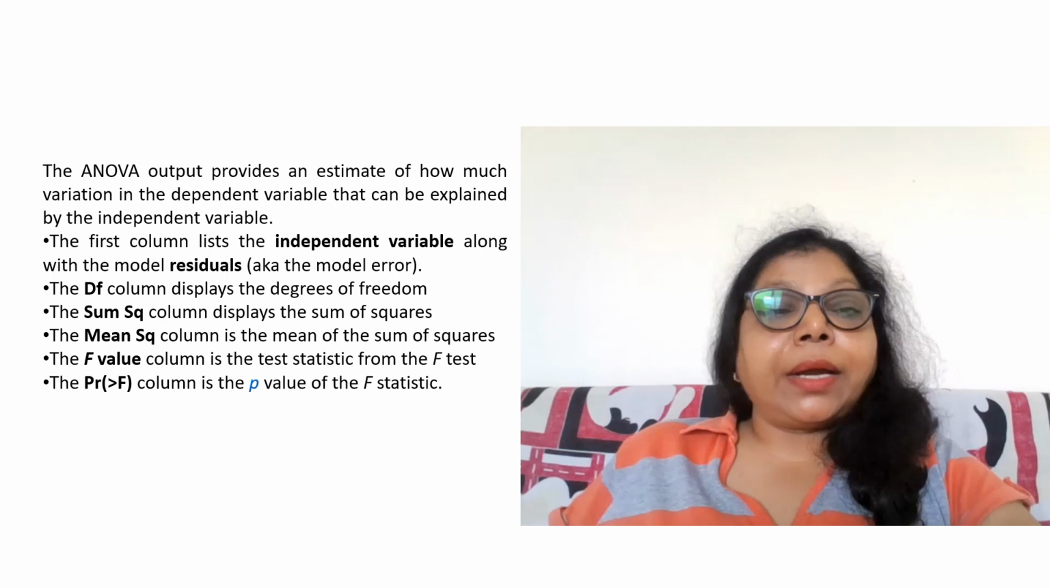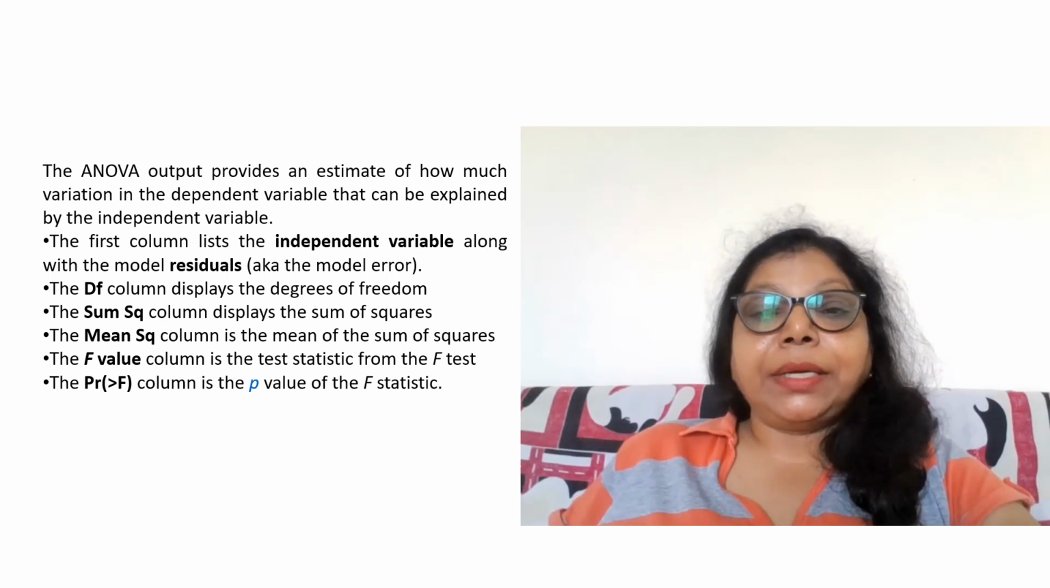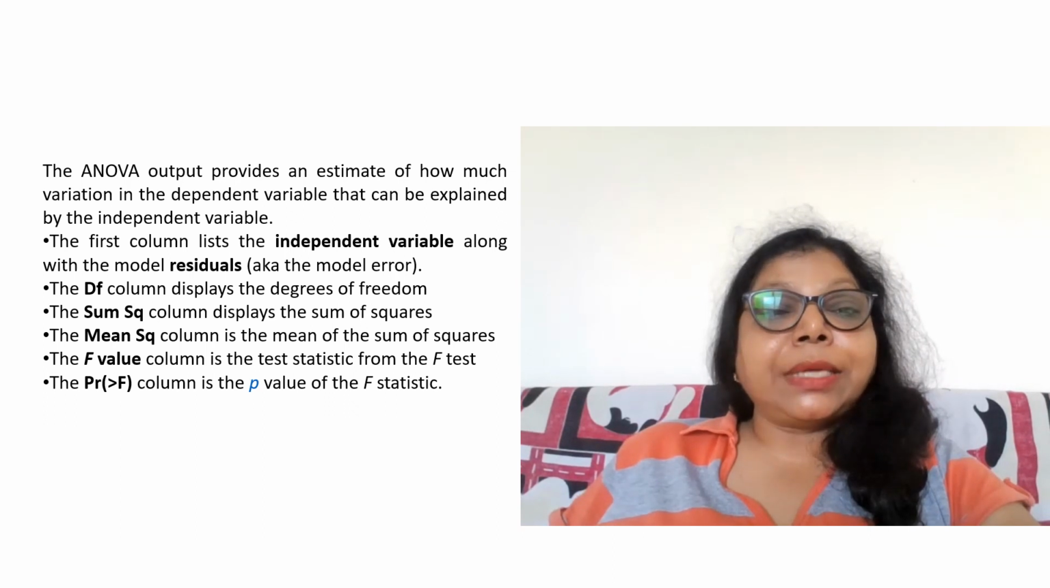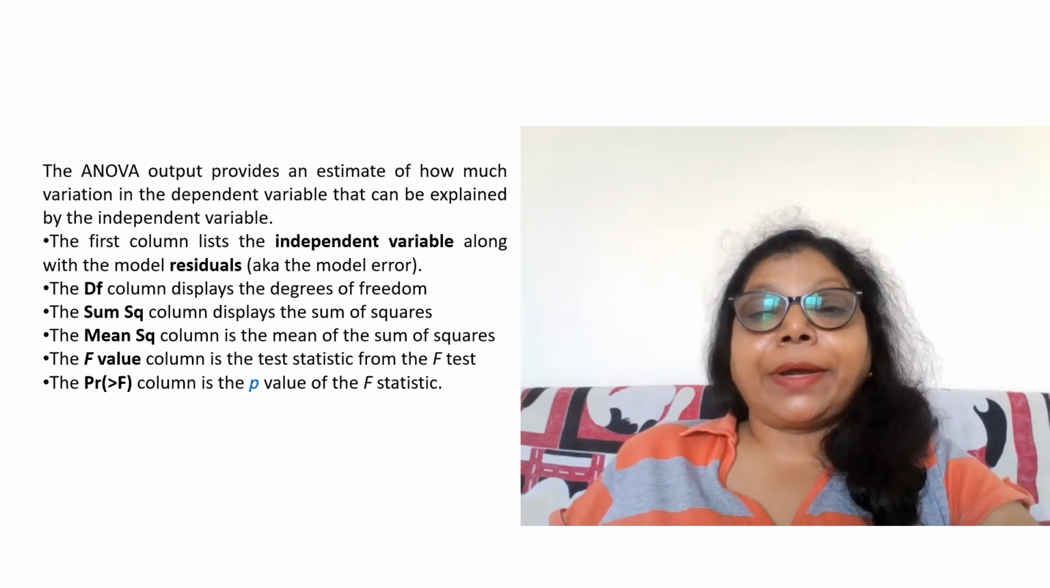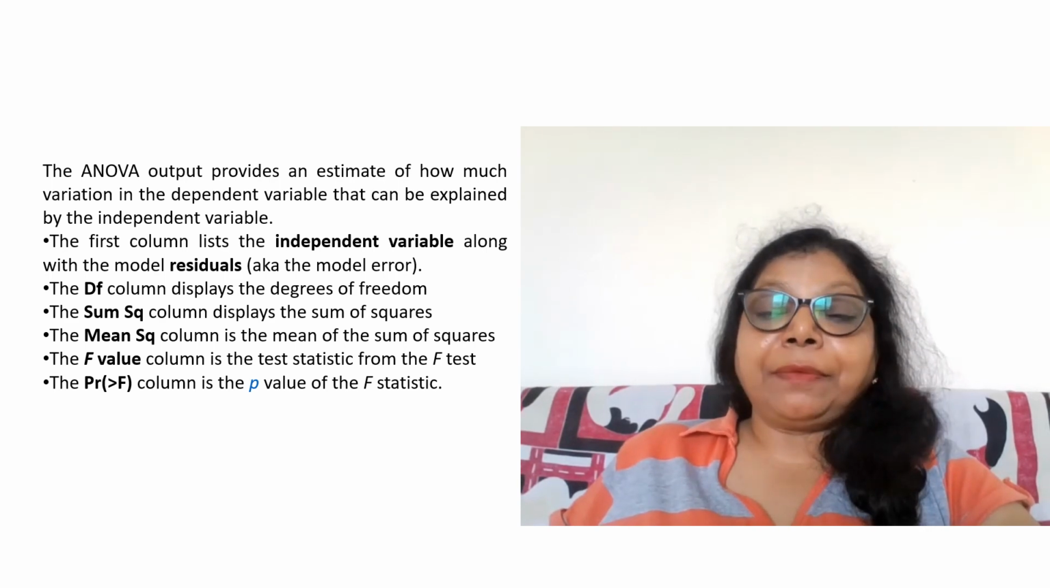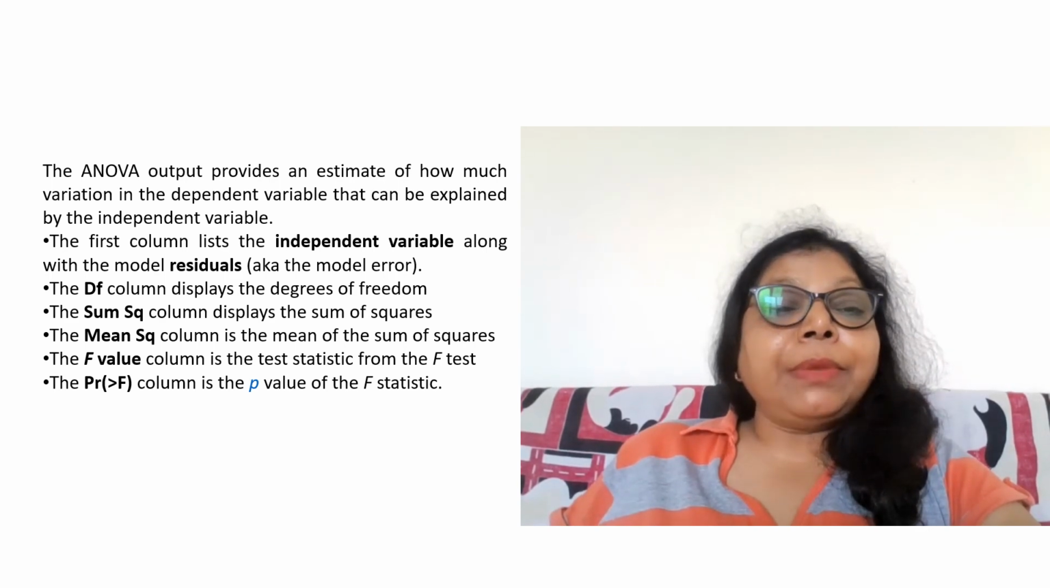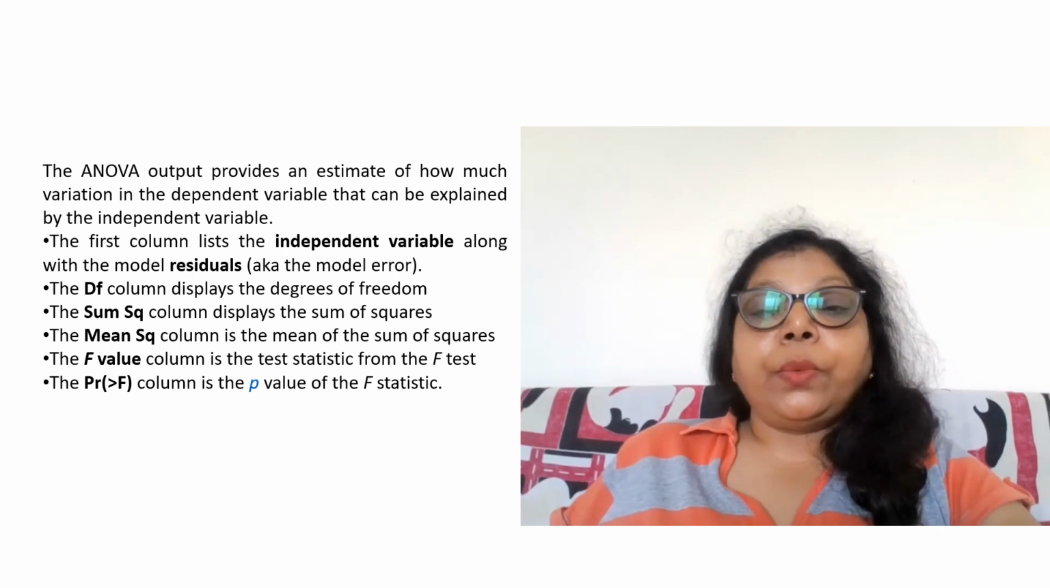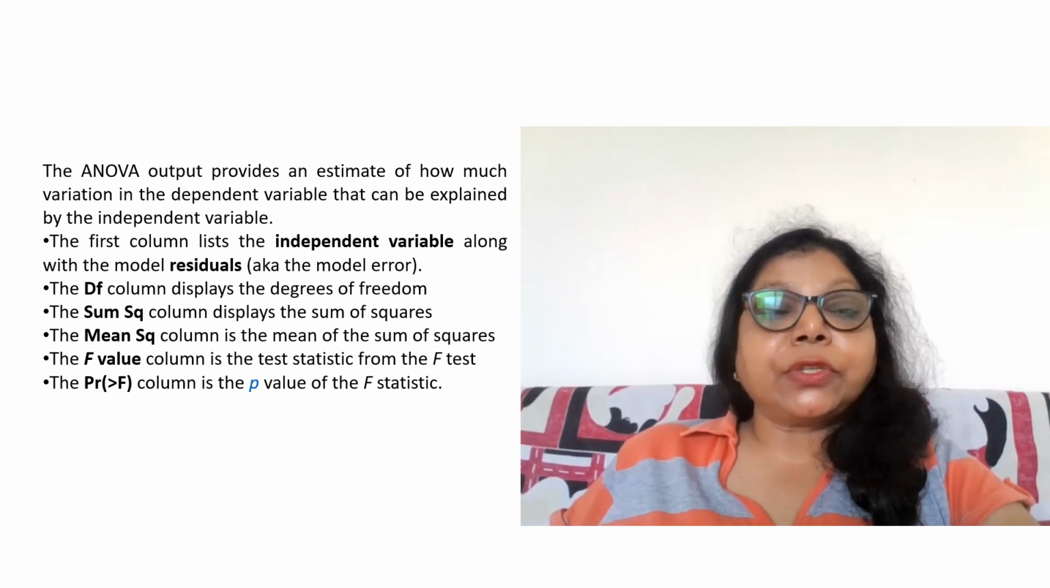Sum squared is the sum of squares, the total variation between the group means and the overall mean explained by that variable. So the sum of squares for the fertilizer variable is 6.07, while the sum of squares of the residuals is 35.89. The mean square column is the mean of the sum of squares, which is calculated by dividing the sum of squares by the degrees of freedom. We have already done it in the previous slides.